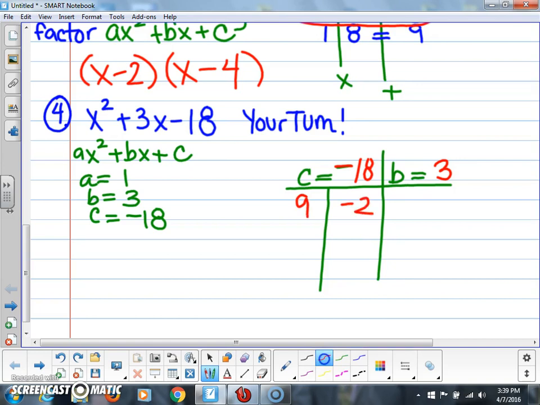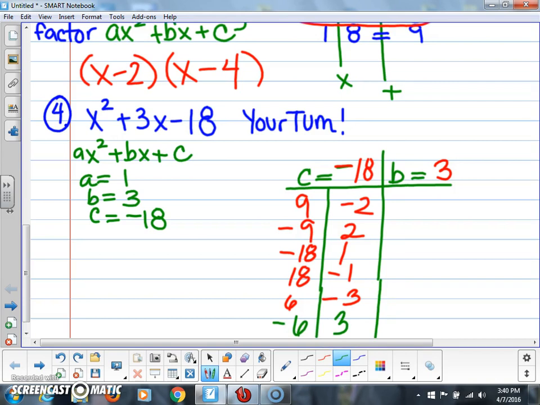1 times negative... How about this? Negative 9 times 2. Yeah. Okay. Negative 18 times 1, or positive 18 times a negative 1. And 6 times negative 3. Good. You guys both have the same one. 6 times a negative 3, or negative 6 times a positive 3.